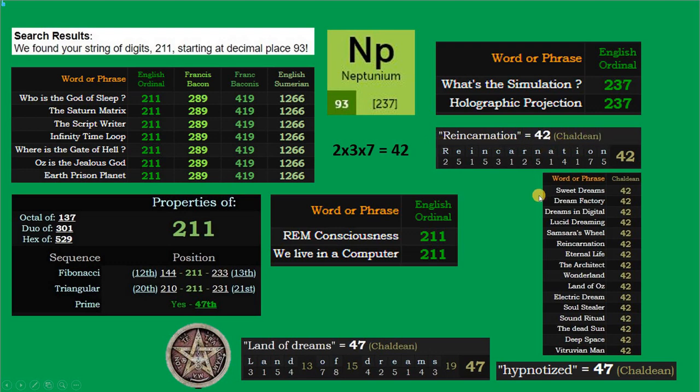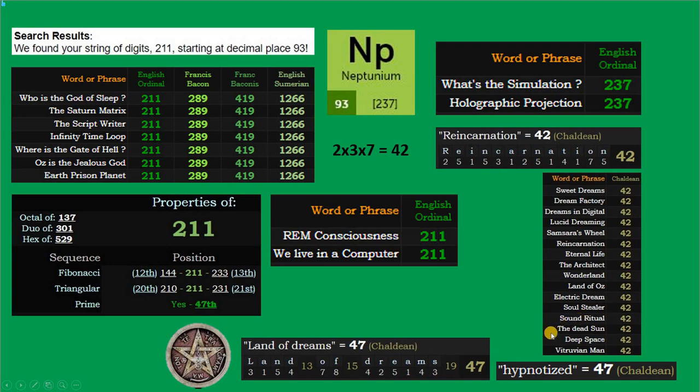And we also have these expressions: sweet dreams, dream factory, dream in digital, lucid dreaming, electric dream. These 5 expressions are linked to the god of dreams. Then we have the samsara's wheel, eternal life that are linked to reincarnation, the architect, Wonderland, Land of Oz, and we live in Oz, soul stealer. So apparently the deity of this matrix steals the souls to run this show.